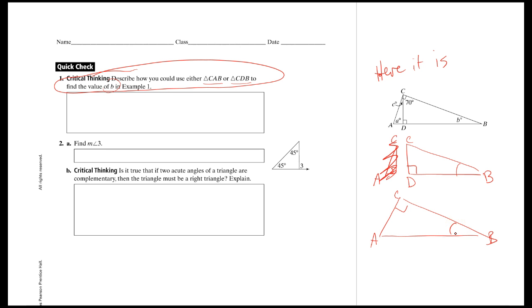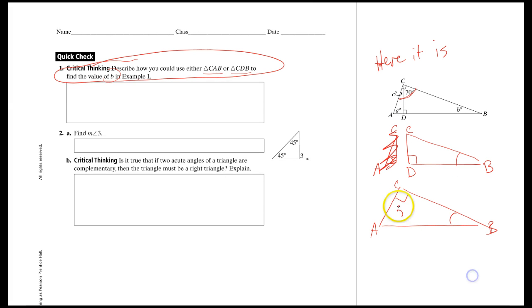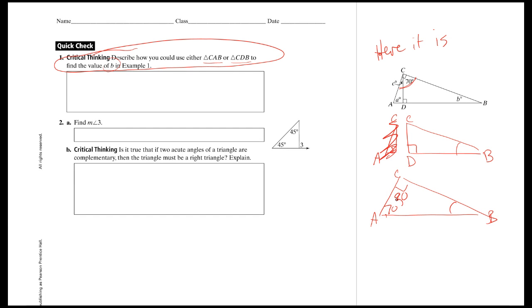Well, in the big triangle CAB, we knew that this angle in here was 90. So we got 90 here, and 90 plus A, which we figured out was 70. So these two we know, this one we don't. So we could say 90 plus 70 plus B has to add up to 180. Subtract 160 from both sides, and B has to be 20.